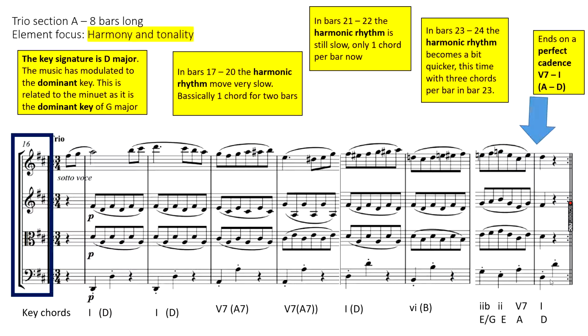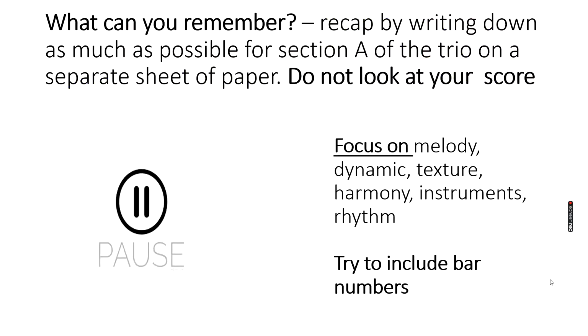It is a really good opportunity now to pause the video to make any notes and to review everything that you've learnt about harmony and tonality. What can you remember? What I want you to do now is to write down as much as possible for section A of the trio on a separate piece of paper. Try not to look at the score. Focus on melody, dynamics, texture, harmony, instruments and rhythm, seeing what you can remember. And if possible, try to include bar numbers. Once you've finished, get your score and see if you were correct. Pause the video.